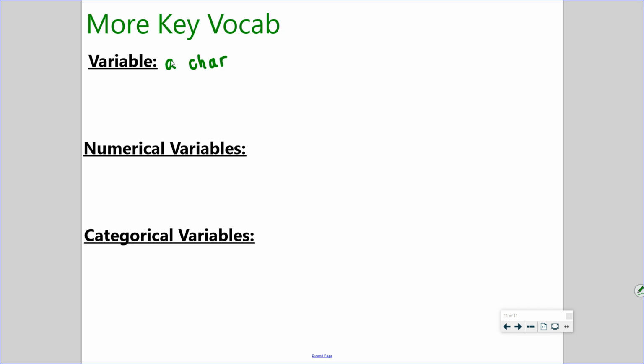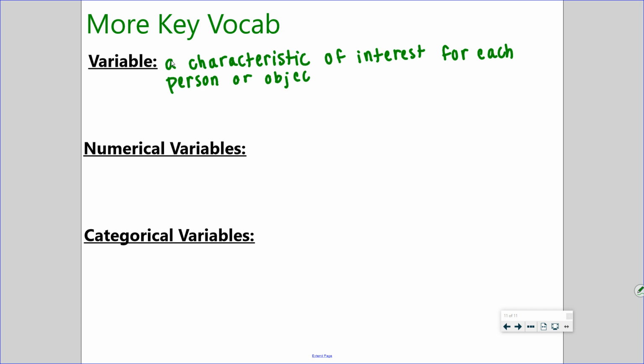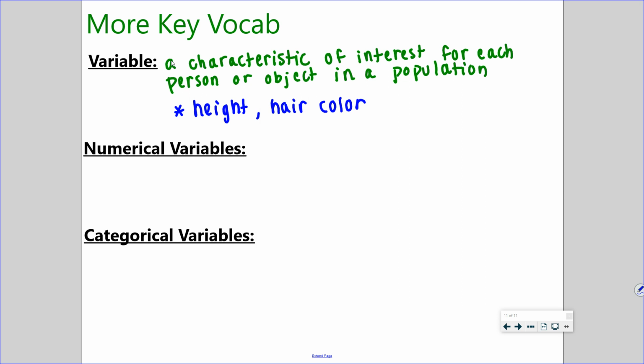So in statistics, a variable, or maybe we've talked about variables in science experiments too, is a characteristic of interest for each person or object in a population. Okay, that's a textbook wordy definition. Basically, an example of a variable, if I'm talking about a person, is their height, something that changes from person to person. Your height is considered a variable. Your hair color. Those are all just a characteristic that changes for each individual in a population. Those are variables.